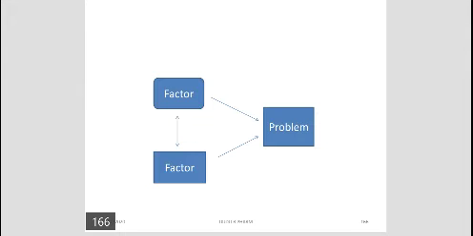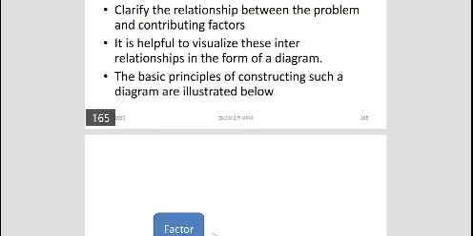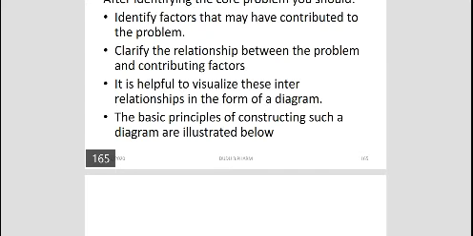Do we get it? So in every problem that you have seen, there are factors which are contributing. And how does this factor relate to the problem? That is very important in giving the clarification. That's why we say you should clarify the relationship between the problem and the contributing factors. If there is no relationship between the contributing factor and the problem, which means the problem is still there, but you don't know what causes the problem, or what is the contributing factor of the problem.